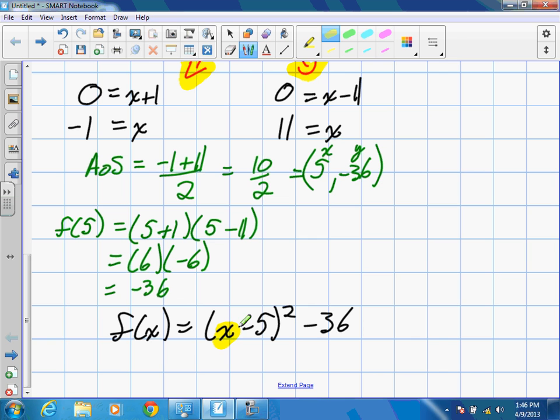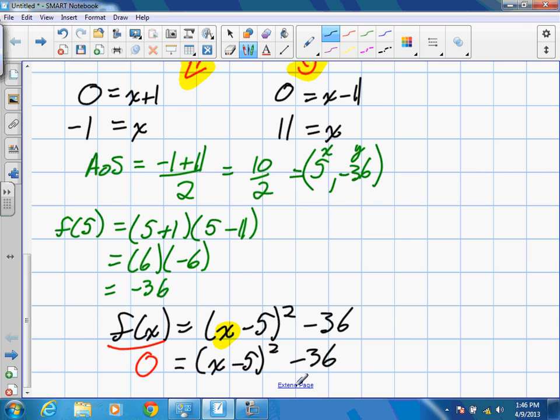So for an x-intercept, what does our y have to be equal to? 0. F of x represents y, so we're going to set this equation equal to 0. 0 is equal to x minus 5 squared minus 36. And we're going to work on just isolating our x value.